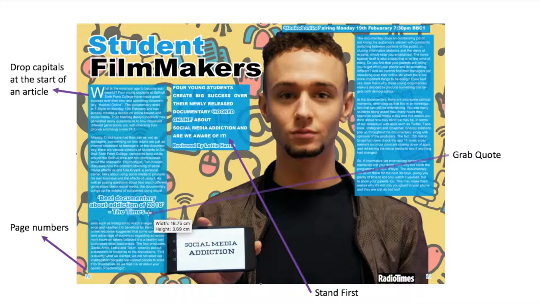The grab quote we included, Best Documentary About Addiction of 2018, gives enigma codes from Roland Barthes that makes the audience want to know all about how severe the addiction is. A few codes and conventions which we challenged were not included in the secondary images. We thought this because the main image is so big that it captures the audience attention.